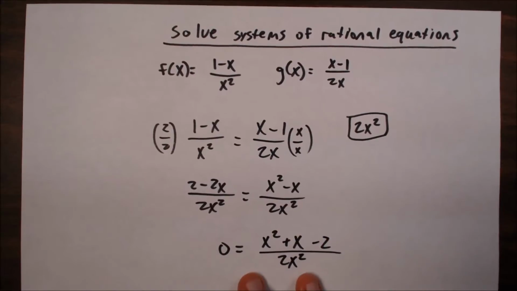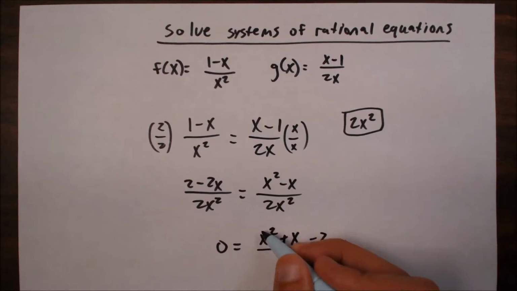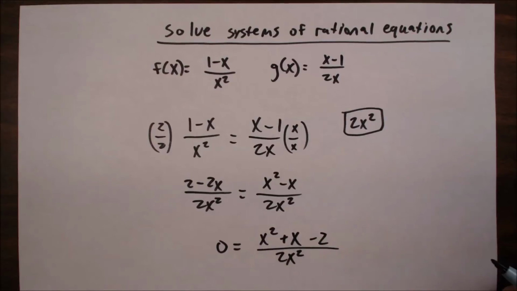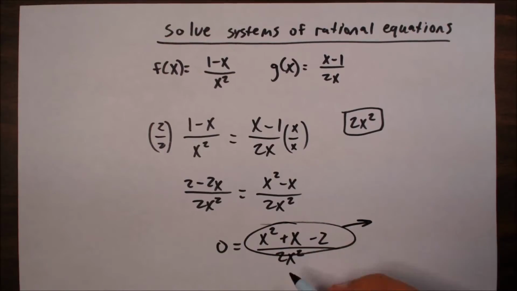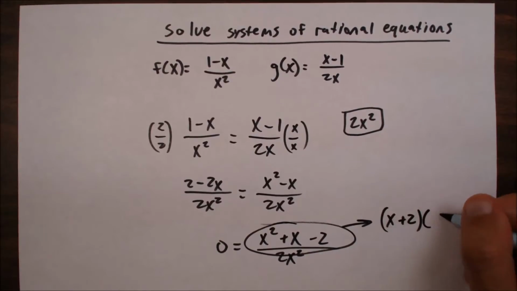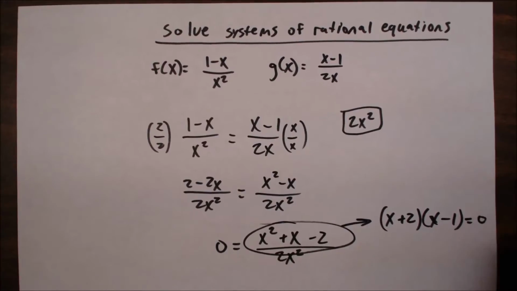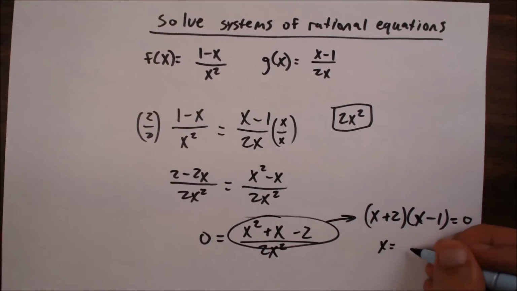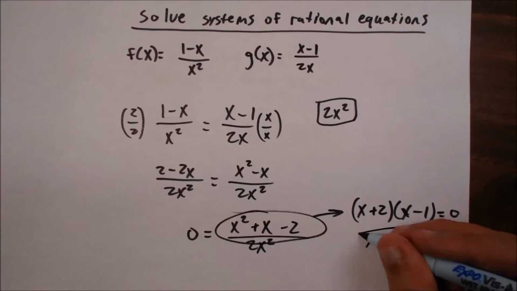So to solve this, to figure out when this will be equal to 0, remember what I really need to do is figure out what value of x would make the numerator 0. And to do that, I'm just going to factor this part. This factors as x plus 2, x minus 1. Okay, they multiply to make negative 2, they add up to make positive 1. And when will that be equal to 0? If x is negative 2 or positive 1. So that's the answer.